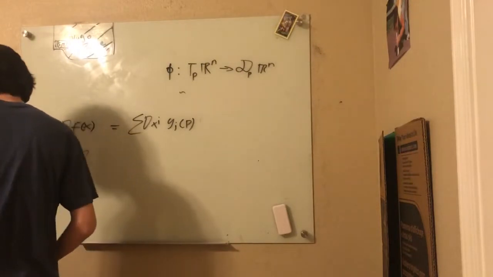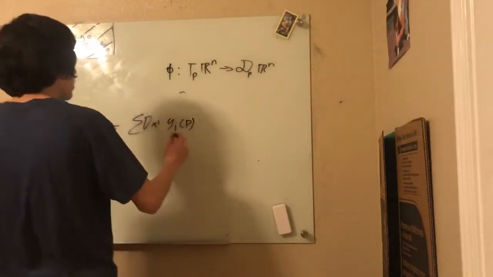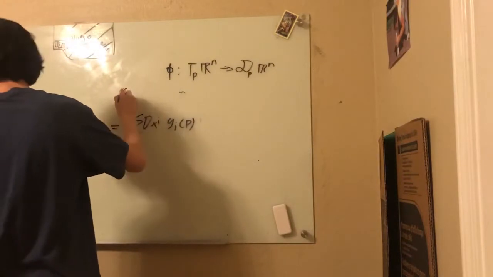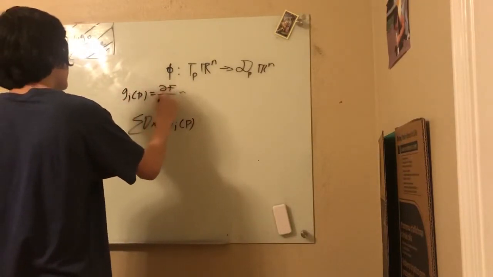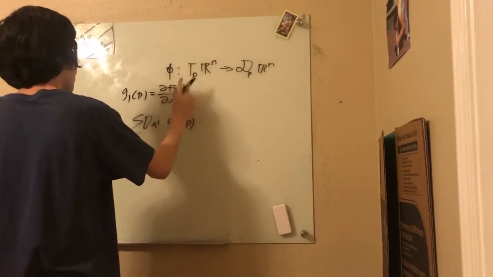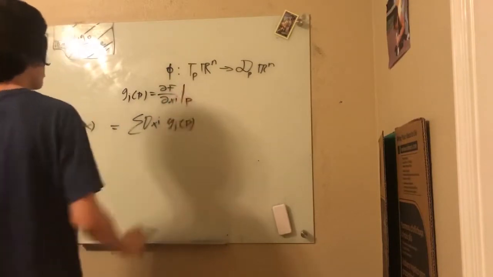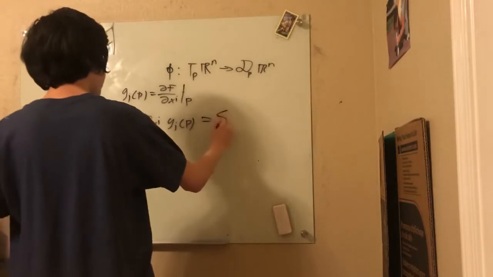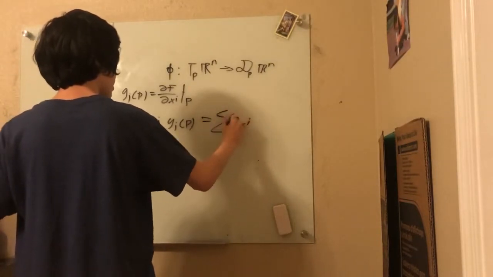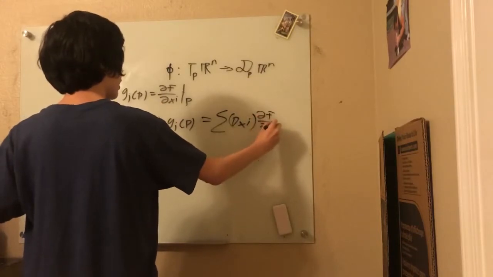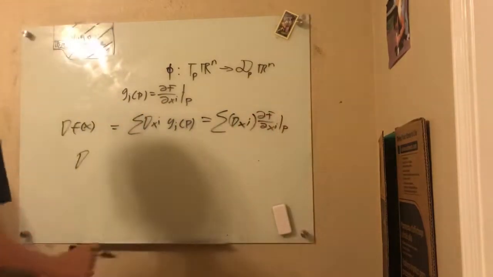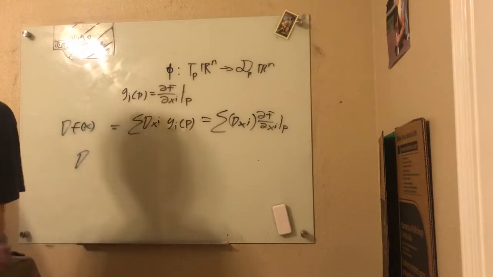Oh, yeah. So we also have the fact that g of I of p is equal to this: the derivative of f with respect to xi at p. So this is going to be equal to d of I of x of d of f dxi p. Okay, now it makes sense.